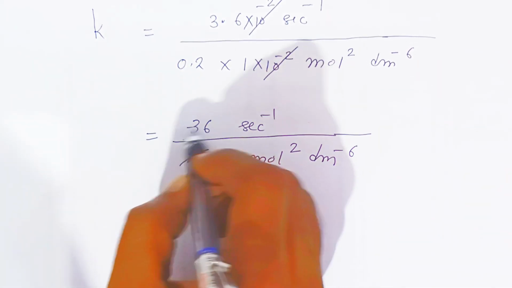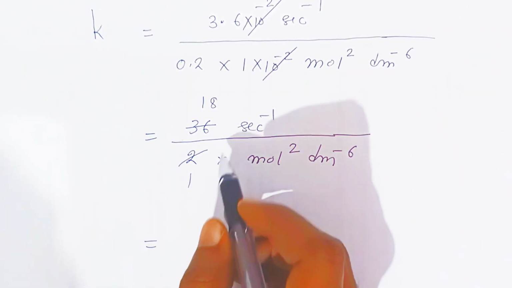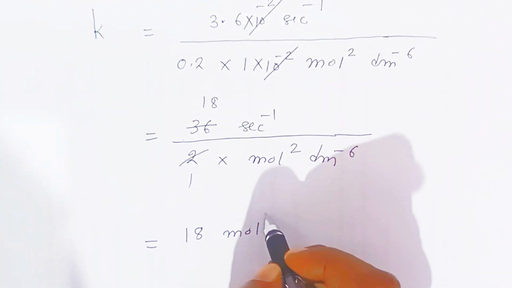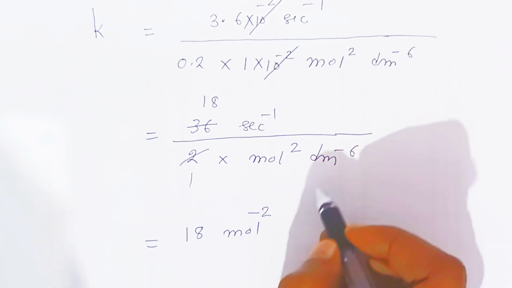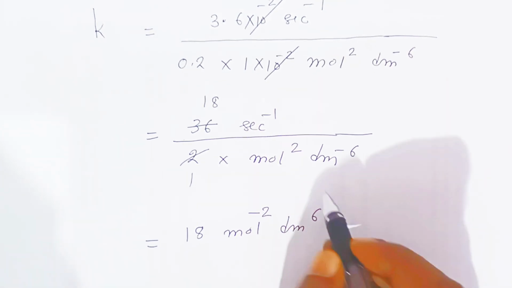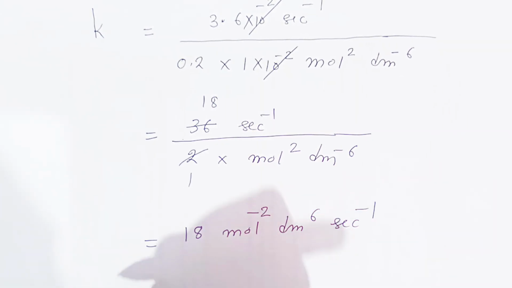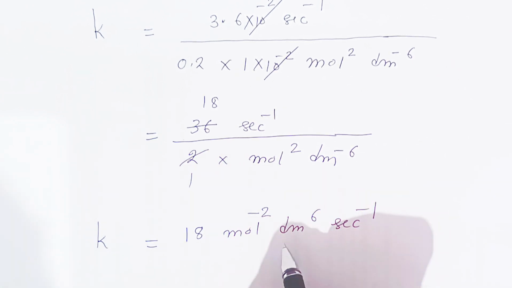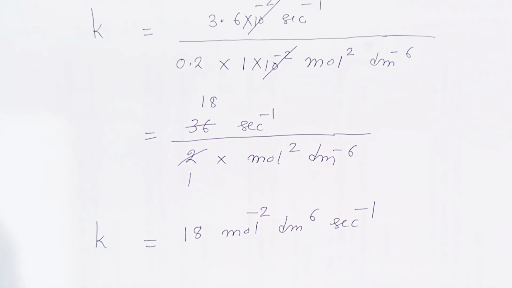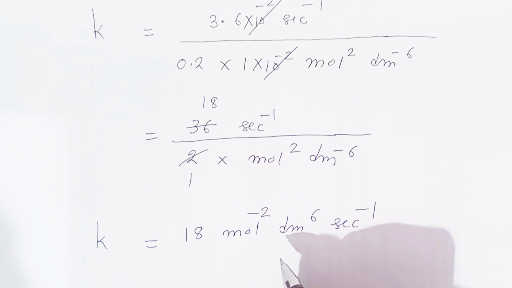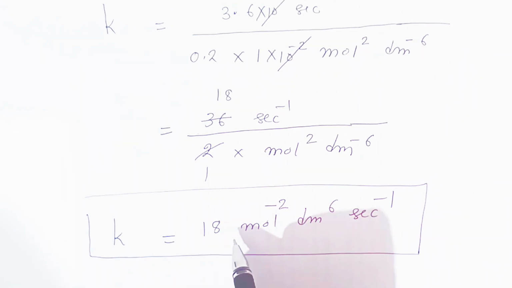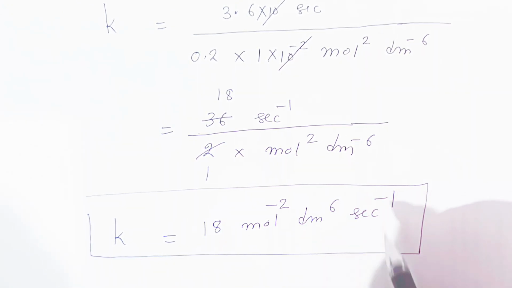Now 2 ones are 2, 2 eighteens are 36, so you get the answer 18. The mole will come in the numerator, it becomes mole per mole square, and dm cube will come in the numerator, it becomes dm cube raised to 6, and second is second inverse as it is. So this is the value of K, that is the rate constant, and this is the unit of the rate constant. This way you have got the rate constant: 18 per mole square dm cube per second.